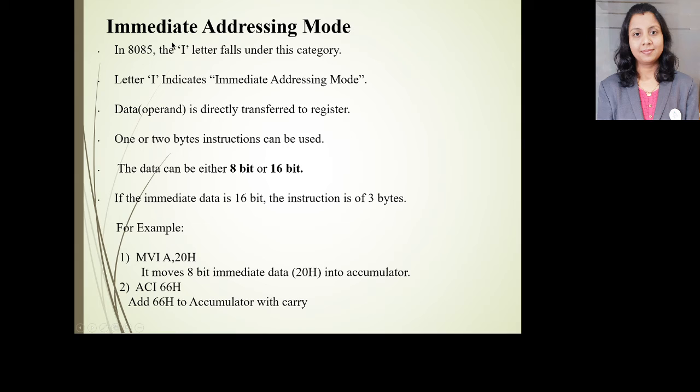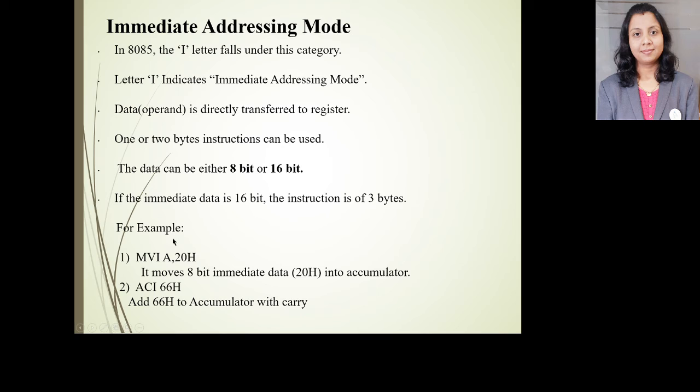The first one is immediate addressing mode. In 8085, the letter I falls under this category. Letter I indicates immediate addressing mode. Here the data, that is the operand, is directly transferred to the register. 1 or 2 bytes of instructions can be used in this addressing mode. The data can be either 8-bit or 16-bit. If the immediate data is 16-bit, the instruction is of 3 bytes.